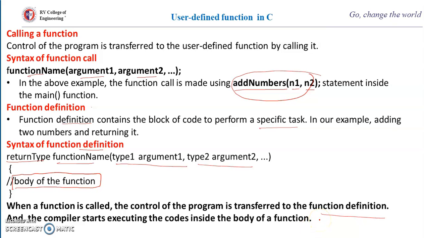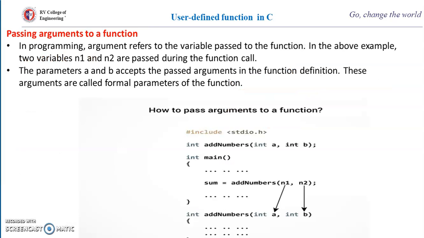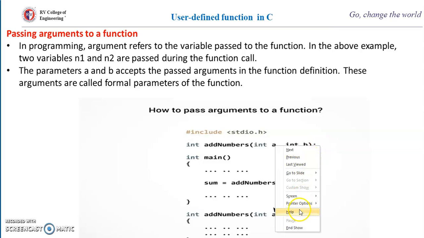So the execution will start from the main function, and when the compiler sees the function call, the control will immediately go to the function definition, and whatever code I have written in the body will be executed, and again the control will go back to the main function. So this is about the syntax of writing the function definition. Next is passing arguments to a function. So how to pass the argument? Here you can see, this is the same program.